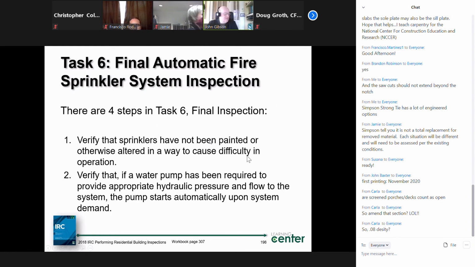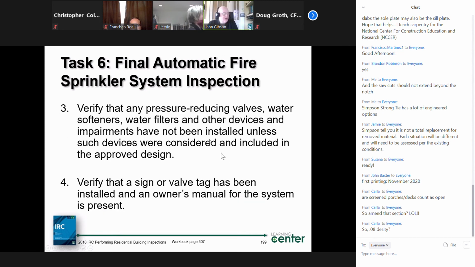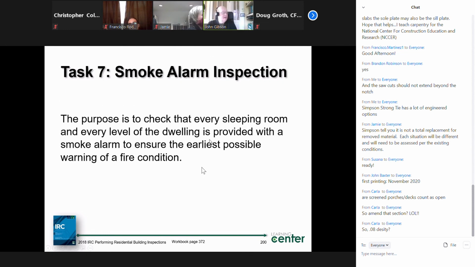And again, from a final inspection, it's verifying that we have it put in place. We've got signage on your water supply system to indicate that there was a sprinkler system there so that people don't inadvertently turn off the water thinking, well, it's not needed. Well, people are occupying it. They better have that protection.